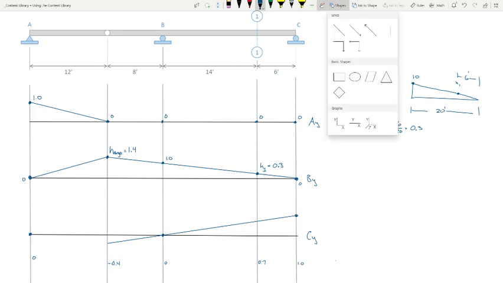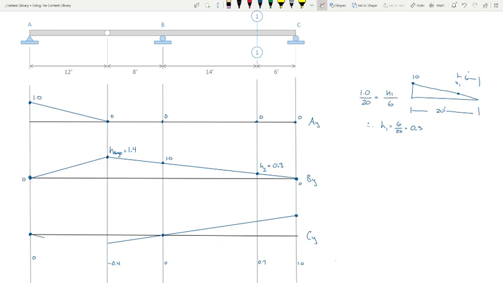And then shape. 0.4, 0.7, 1.4. So now I can erase that, erase that.